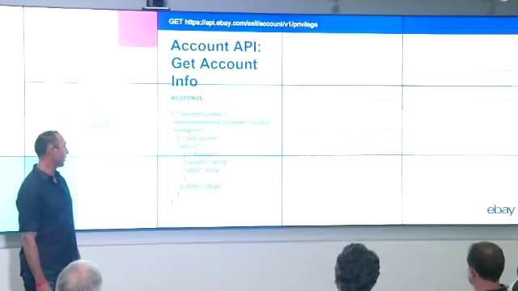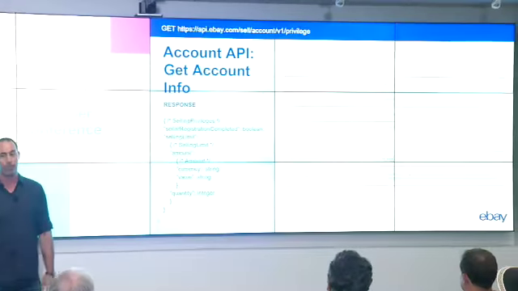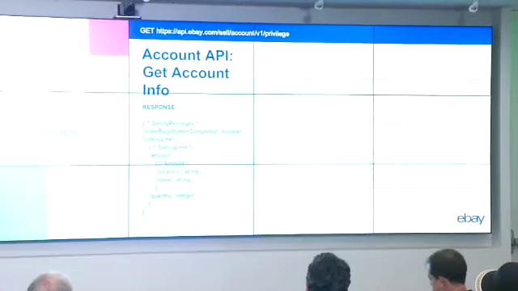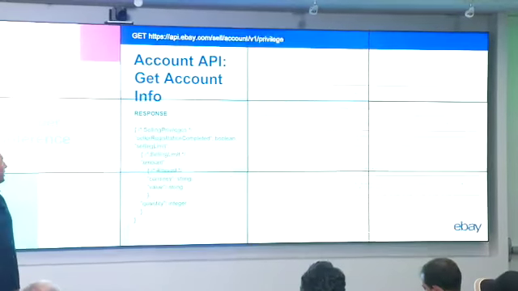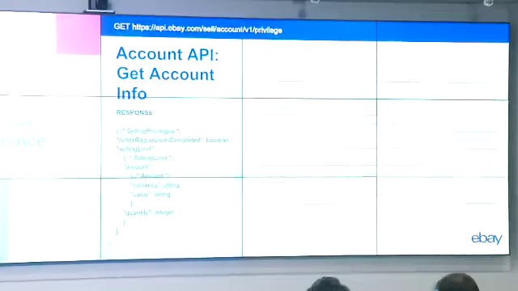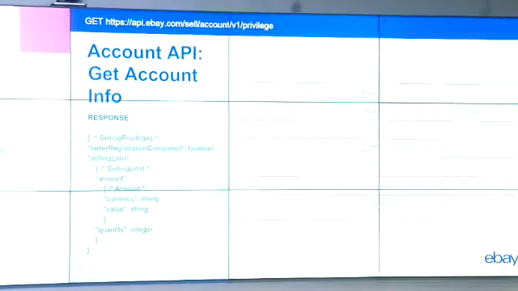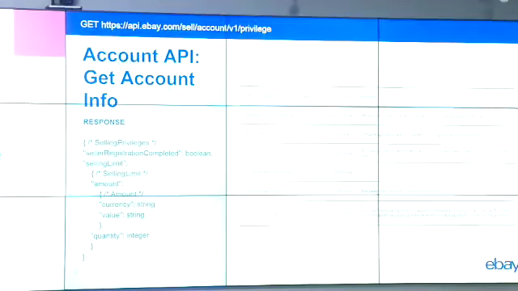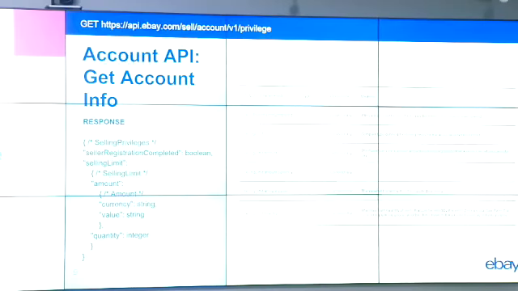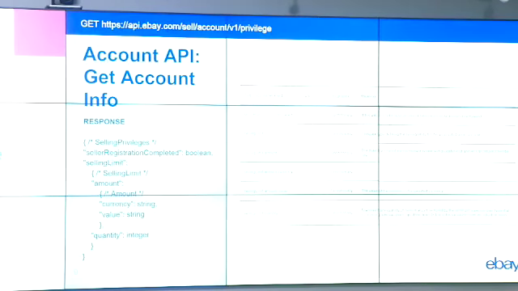Since this is a developer conference, figured I should show you some code. This is from the new account API. You can see it's a simple get call with a nice, clean JSON response. And this is all documented online, so you don't have to write this down.